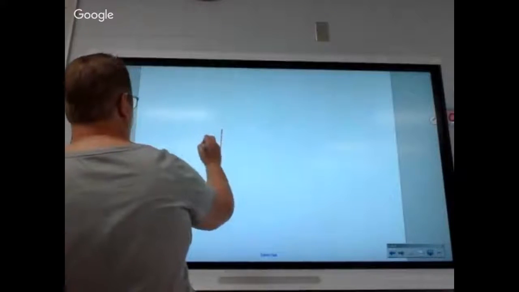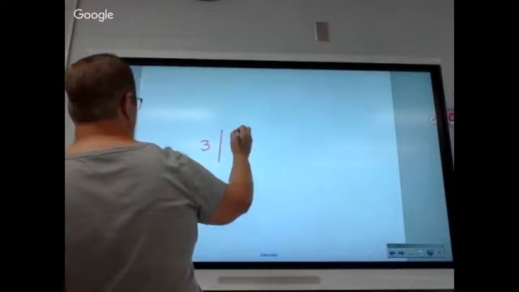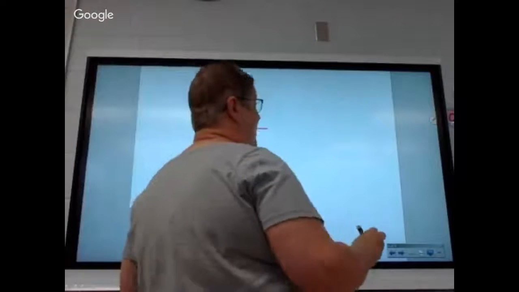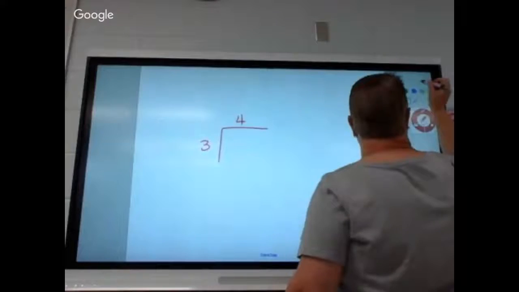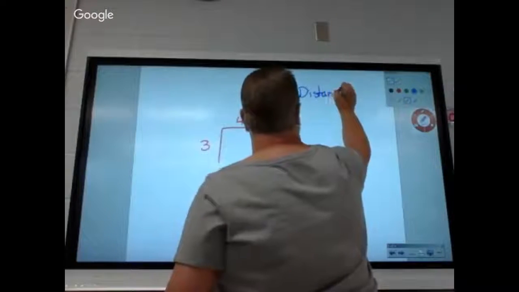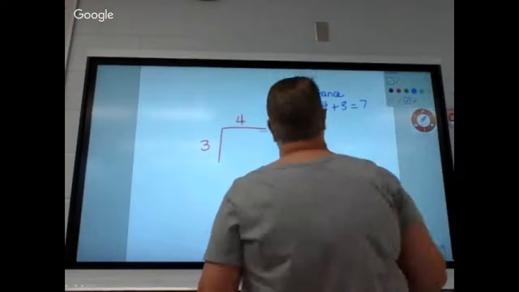You want me to do it? Yeah. You do it. Okay, I'll do it. So David walks 3 kilometers north, and then he walks 4 kilometers east. All right, so to find distance, that's everything, right? So distance, we just add. So 4 plus 3 is 7.